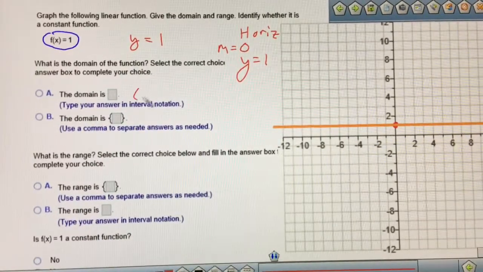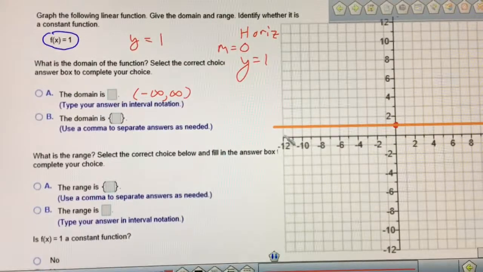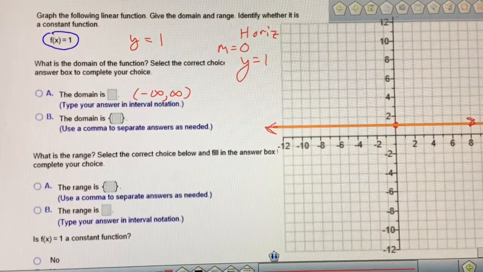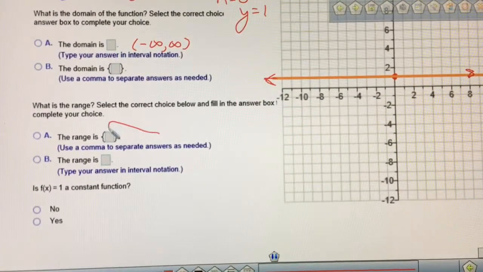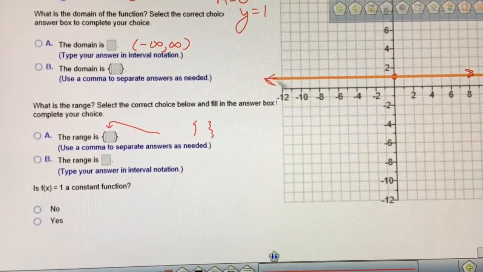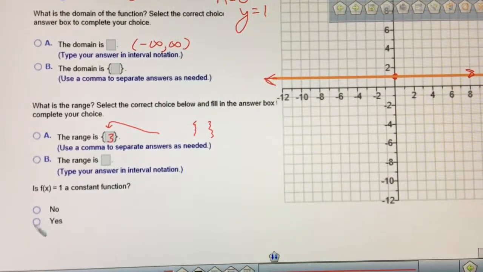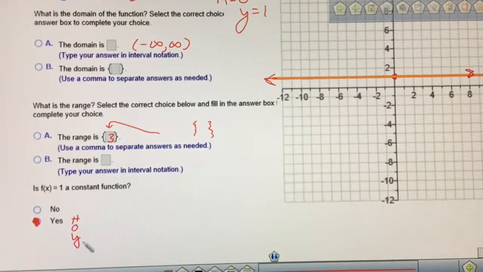So the domain is negative infinity to positive infinity, because it goes to the left forever, and it goes to the right forever. This is a little tricky. The range goes in this little brace, because there's only one value. There's only one y value, and that is 3. Is it a constant function? Yes, it is. It's a function, and it's a constant function. A horizontal line, a Hoy problem, is a constant function.